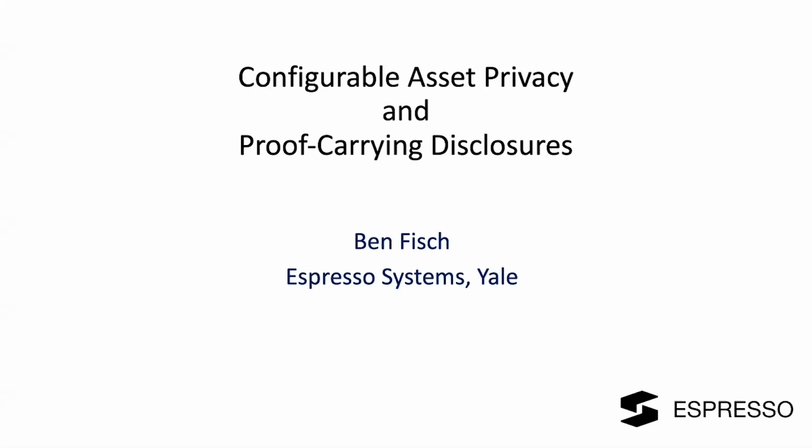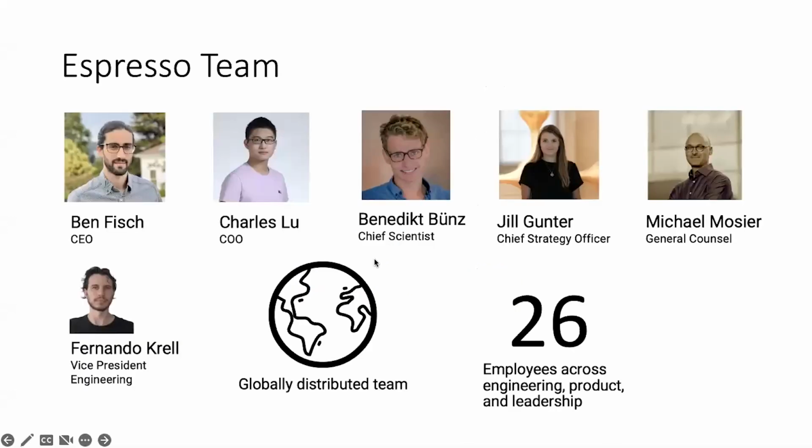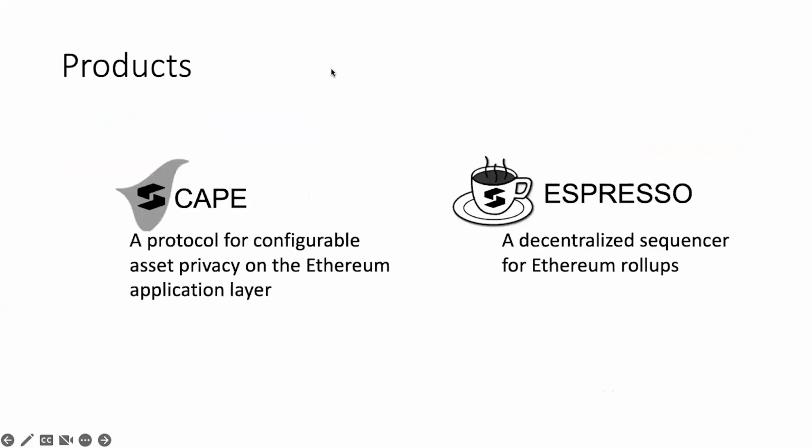So this is the Espresso team. Just briefly, credit to all 26 of them for all the work that went into the system that I'll be presenting today. There are two products that Espresso Systems develops. One is called CAPE, which is a protocol for configurable asset privacy on the Ethereum application layer, and that's what I'll be talking about today. The other is a decentralized sequencer for Ethereum rollups, and I won't be talking about that today.